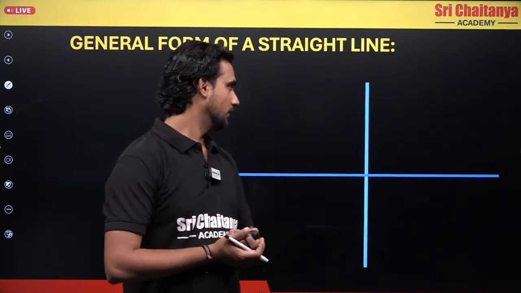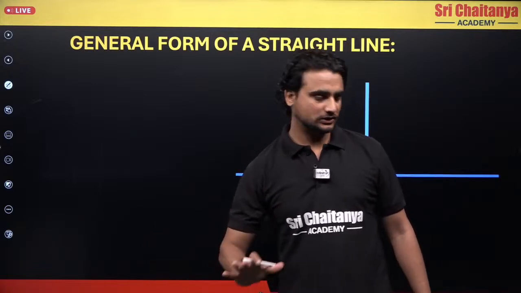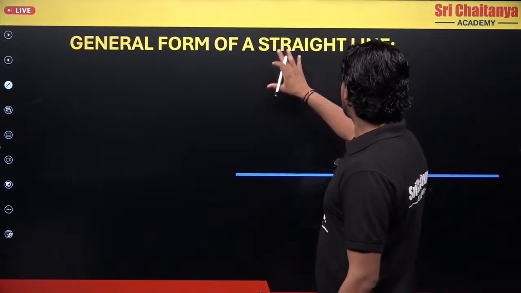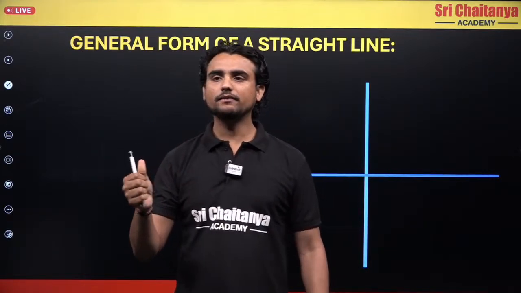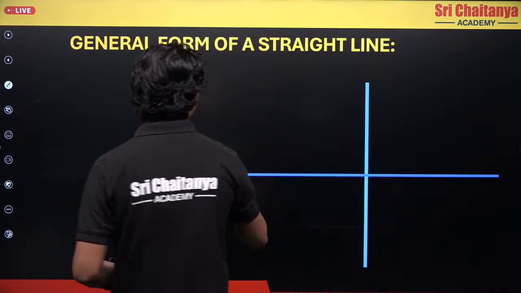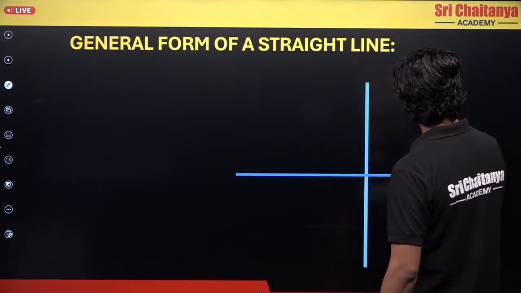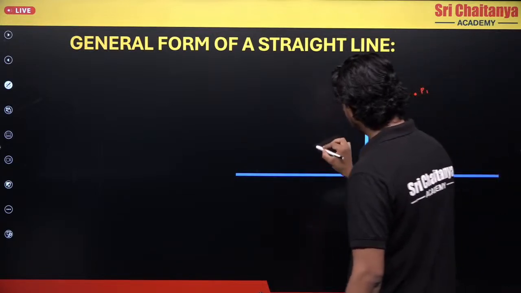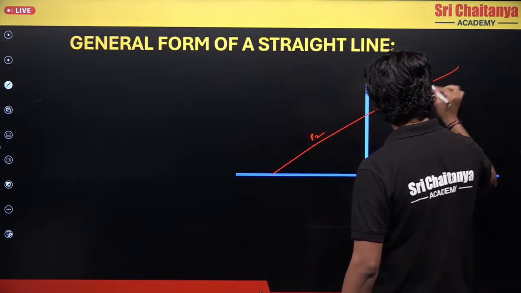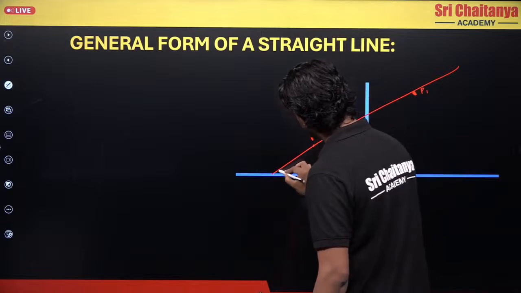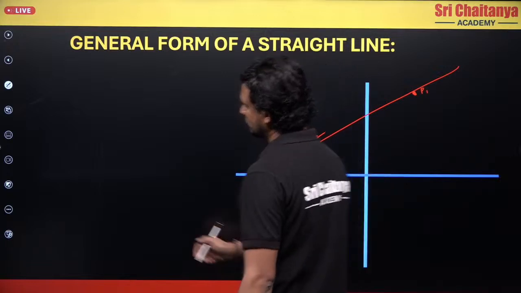Next, the general form of a straight line. Now we begin with the straight line. What is a straight line? How do we draw a straight line? First question. To draw a straight line, what do we need? We need 2 points, point 1 and point 2, and the 2 points are connected. So let's make 2 points. This is point 1 and this is another point P2. Now if I join these 2 points, we will get a straight line.